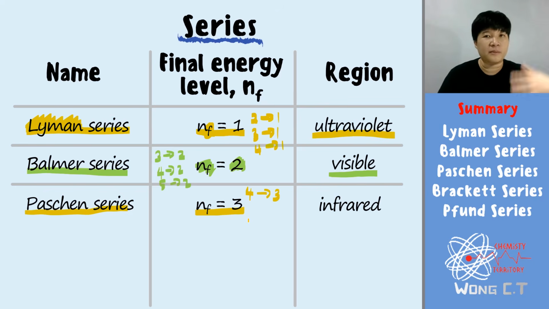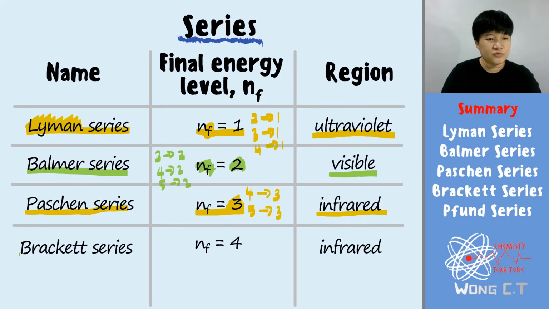So you must drop from a higher energy level to a lower energy level, and the lowest that you are going for is 3. So 4 to 3, 5 to 3, and so on. And during this transition, all the light produced will have a wavelength within the infrared region.